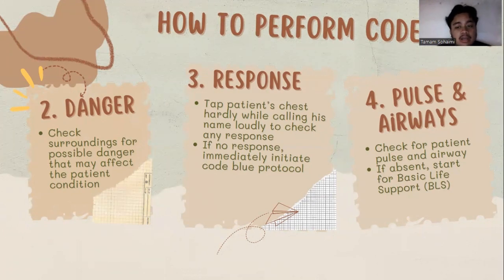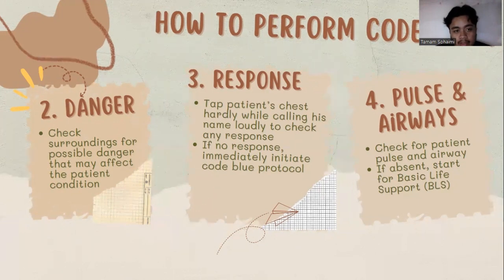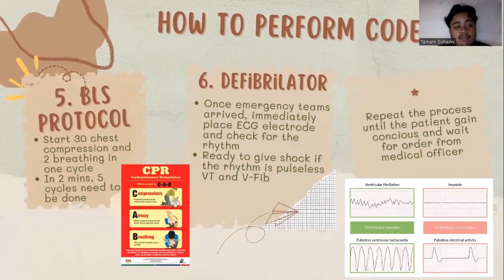Number 4 is pulse and airway. Check for the patient's pulse and airway. If absent, start basic life support. So what is basic life support? For the patient, we need to start 30 chest compressions and 2 breaths in 1 cycle. In 2 minutes, 5 cycles need to be done. So 5 cycles means 150 chest compressions and 10 breaths within 2 minutes.